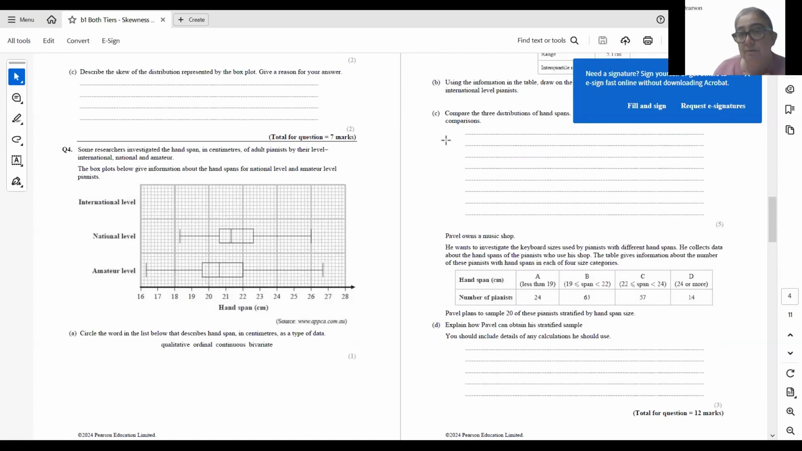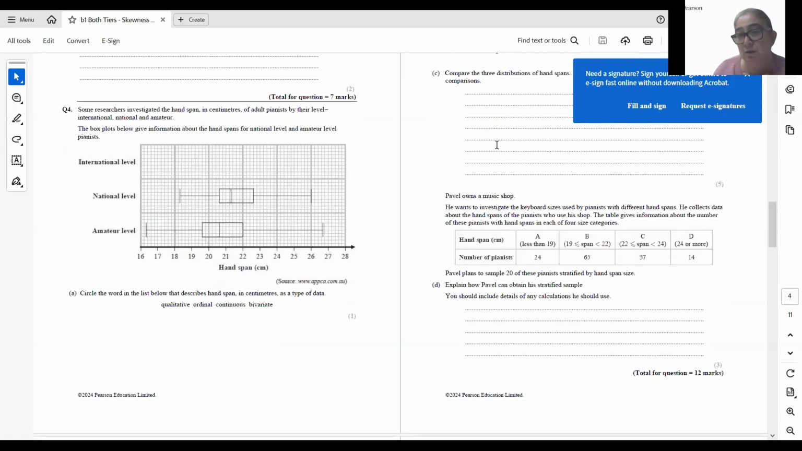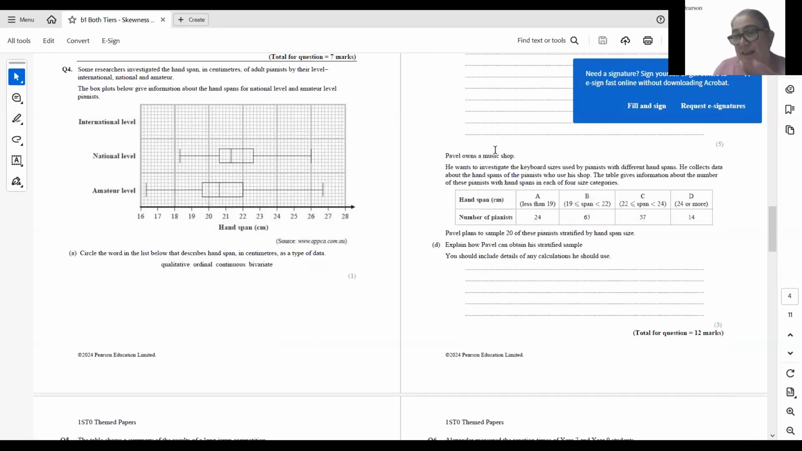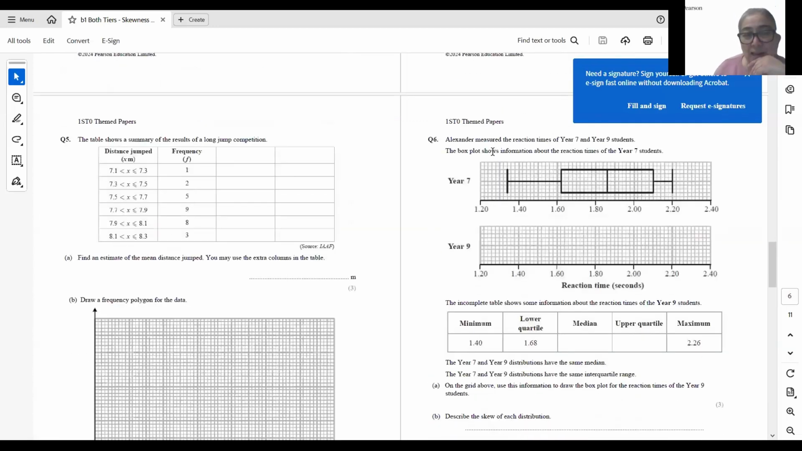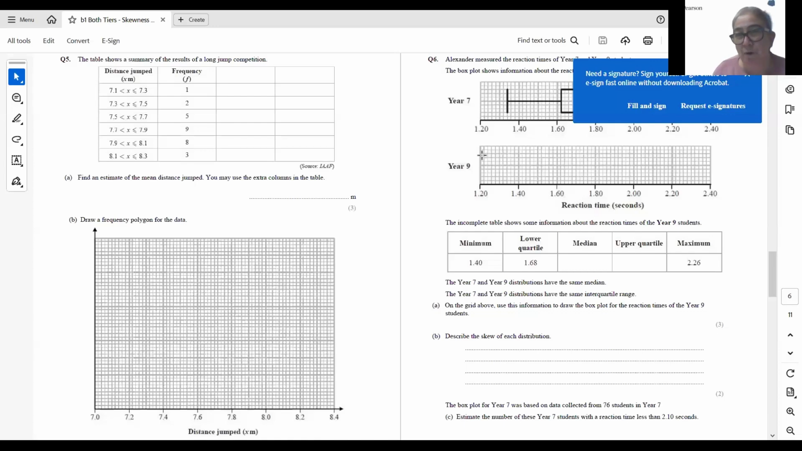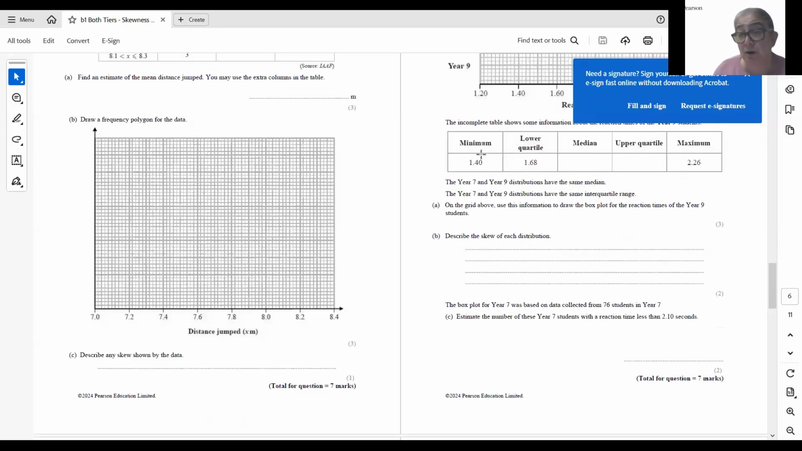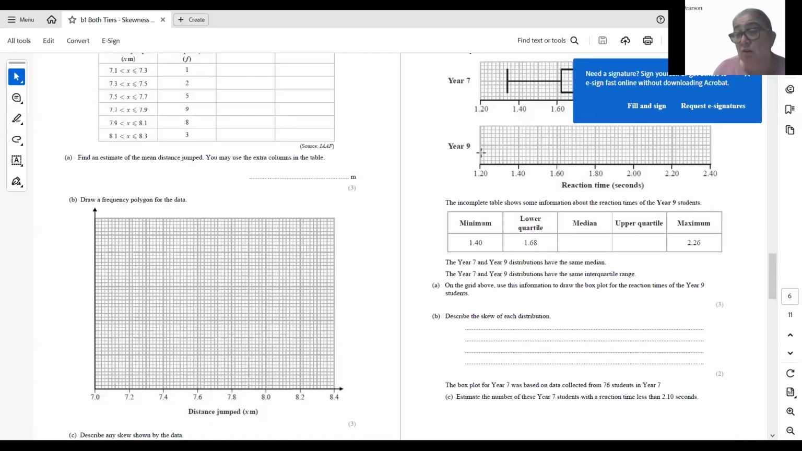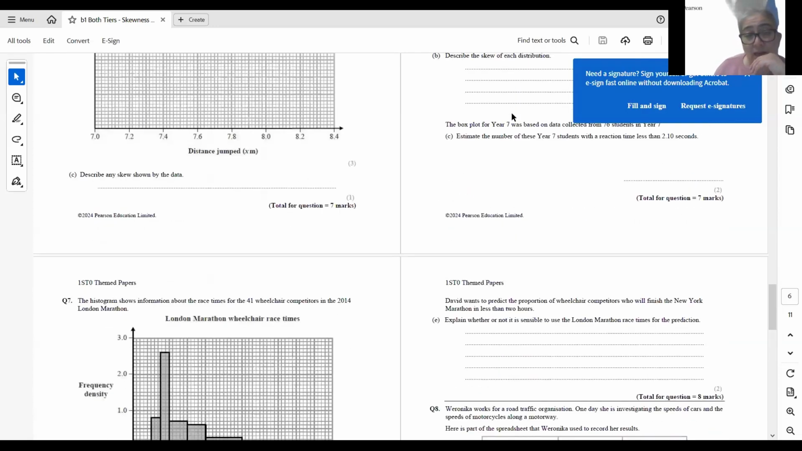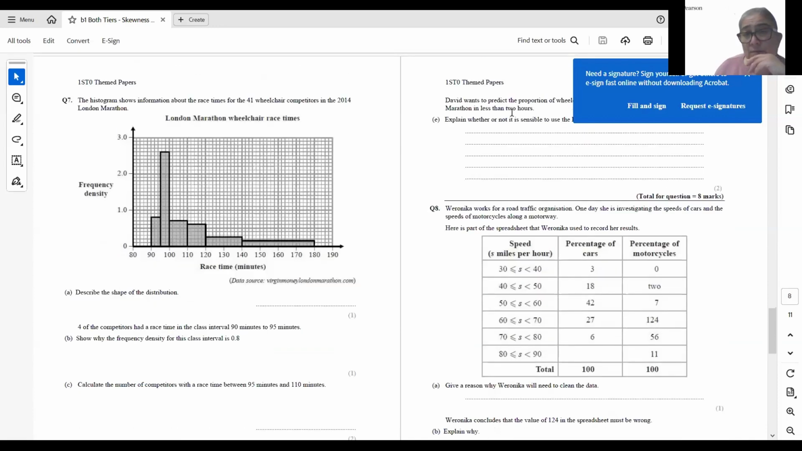Calculates, comparing the distributions. There is a bit in there about stratified sampling, estimate the mean, drawing a frequency polygon, describing the skew in a frequency polygon. Then we've got describing the skew of each distribution in the box plots. So it's that theme.